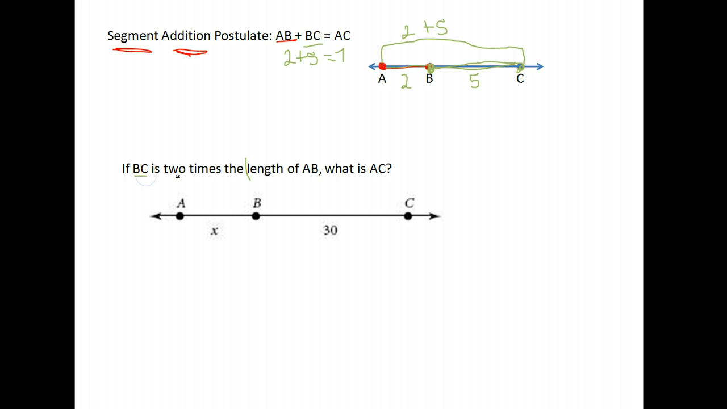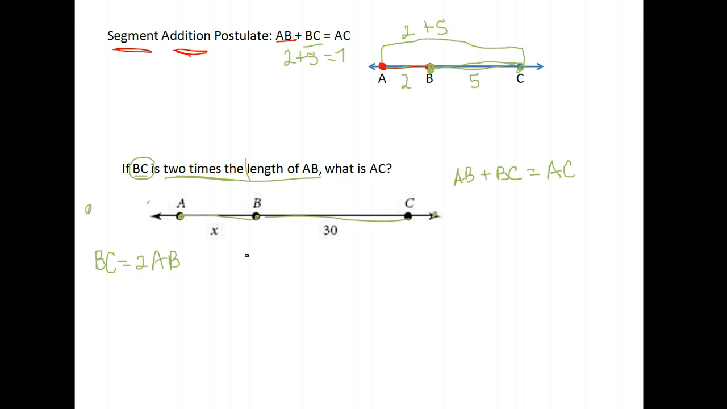If BC is 2 times the length of AB, what is AC going to be? Now notice we have that same picture. We have two segments next to each other that make up a larger segment. We know that whatever AB is plus whatever BC is going to give us the distance from A to C. But we have to start with the information they gave us. They said that BC is 2 times the length of AB. So BC is equal to 2 ABs put together.